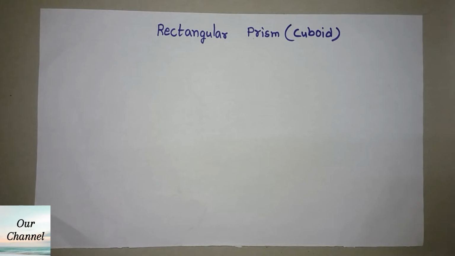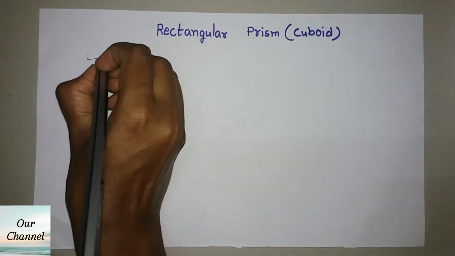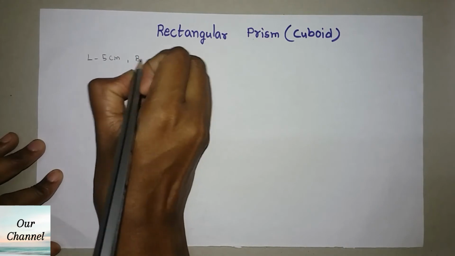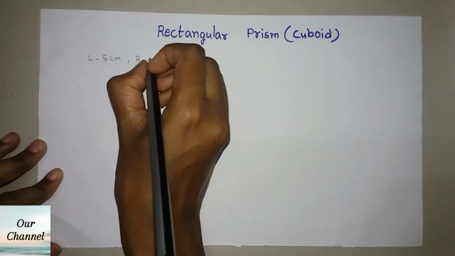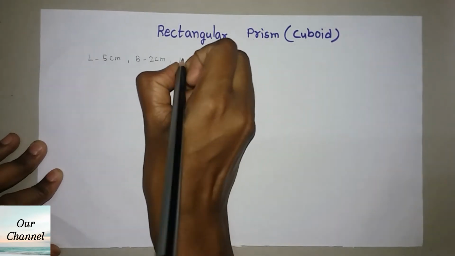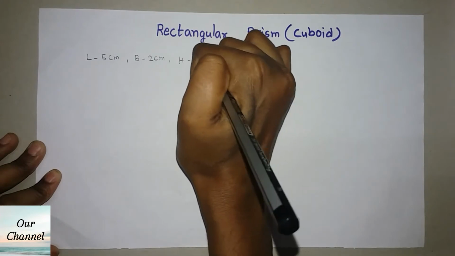Today we are going to learn how to draw a rectangular prism, that is, a cuboid. So let's get started. Here we are drawing a rectangular prism of length 5 centimeters, breadth 2 centimeters and height 4 centimeters.